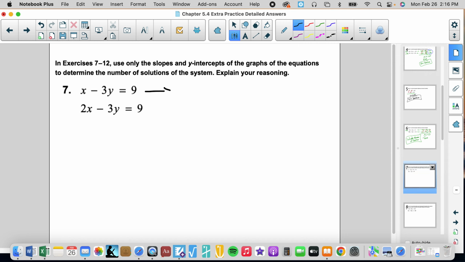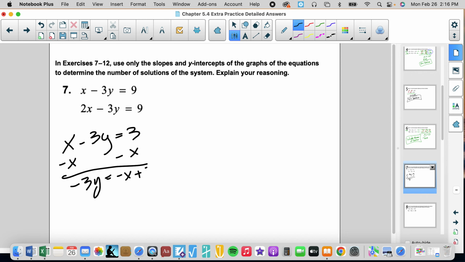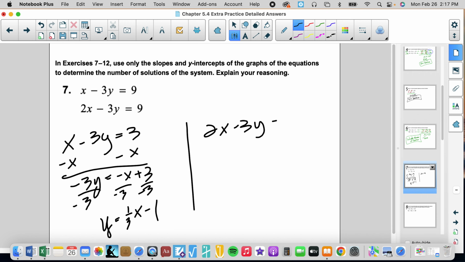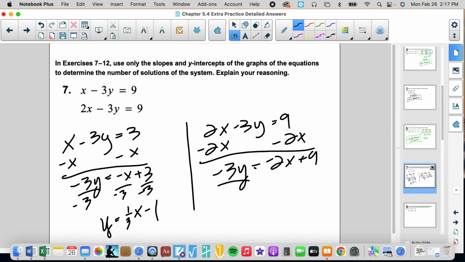So we need to isolate. So let's take each equation. X minus 3y equals 9. So let's minus x. Negative 3y equals negative x plus 3. Divide everything by negative 3. We get y equals 1/3 x minus 1. Hopefully you could simplify that quickly. That's a good little tester for you. Are you that good? Can you isolate for the variable that fast and efficient with fractions? Divide by negative 3. We get y equals 2/3 x minus 3.